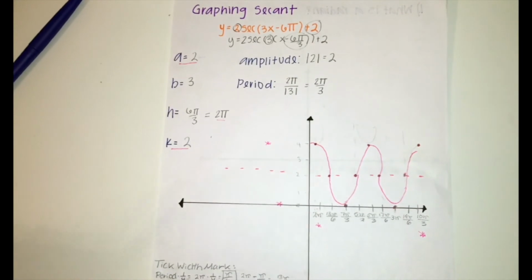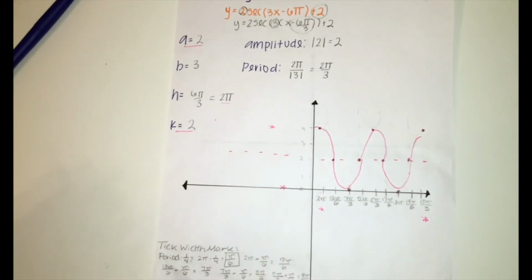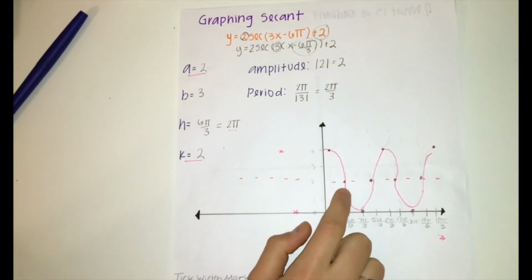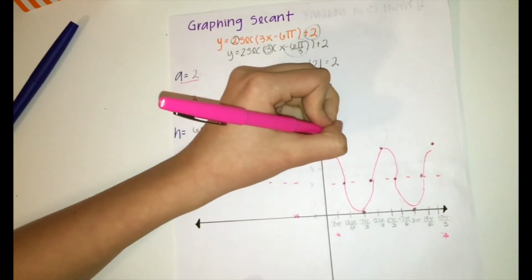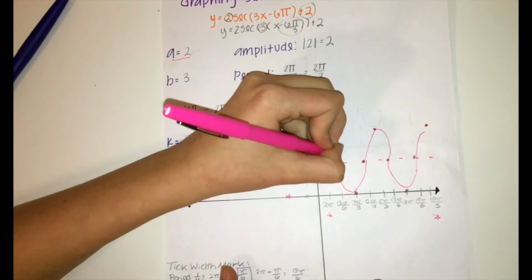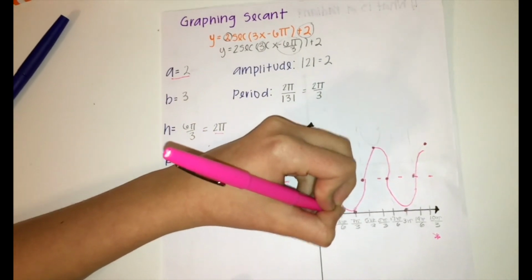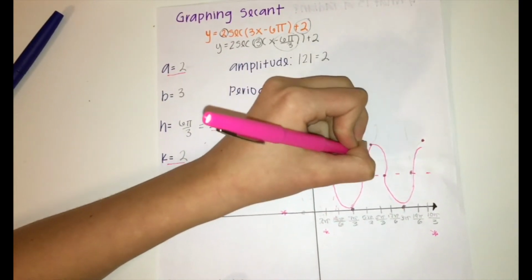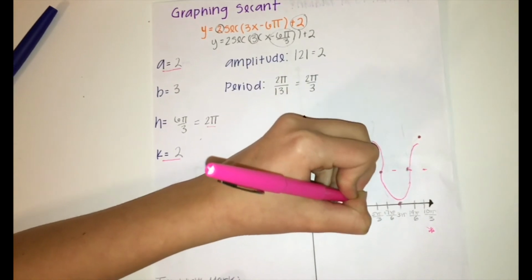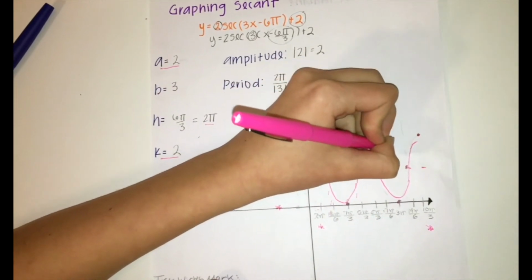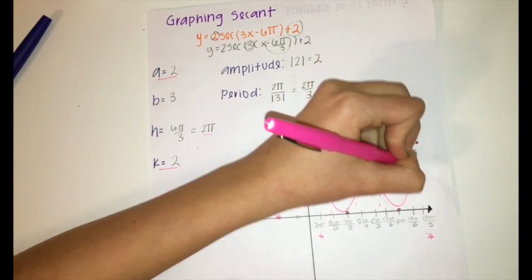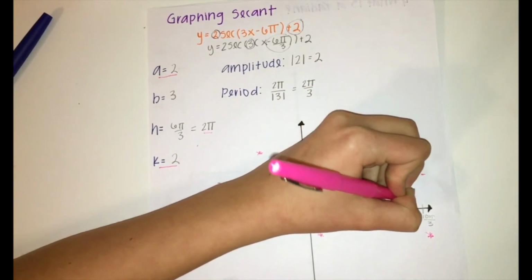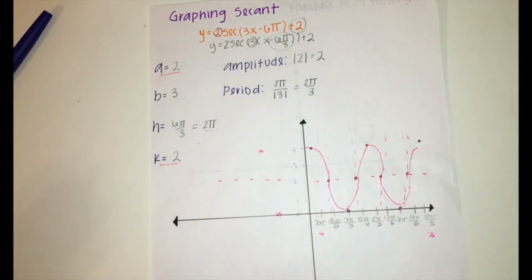So, kind of like we did before, all of our zeros on our cosine graph will become asymptotes for our secant graph. So I'm going to go ahead and draw in some little lines to show that our graph cannot touch these. Right, so those are all our asymptotes.